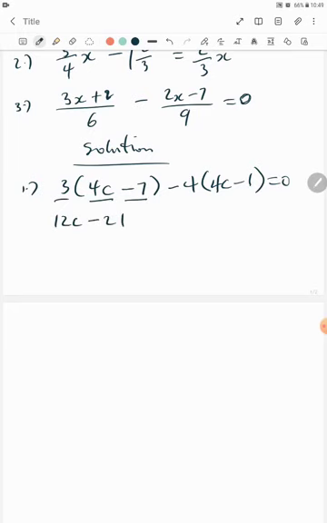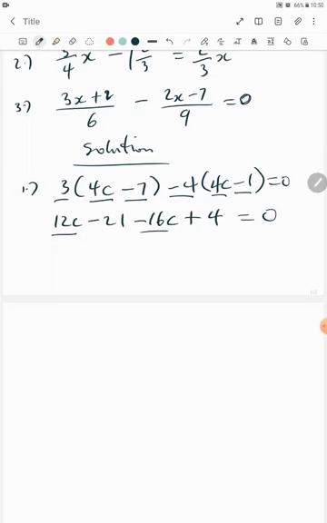Then we can go ahead. Minus 4 times 4c will give us minus 16c. Then minus 4 times minus 1. That's minus times minus will give us plus. 4 times 1 will give us 4. And that will be equal to 0.